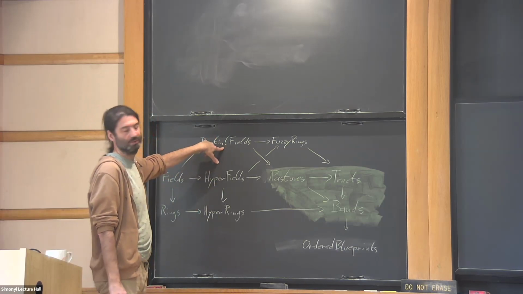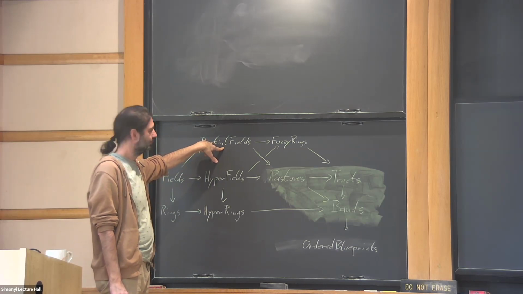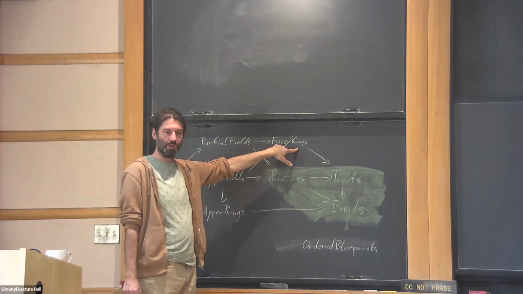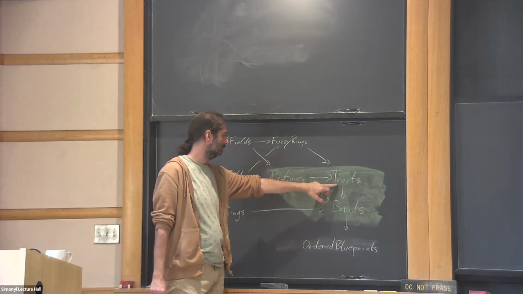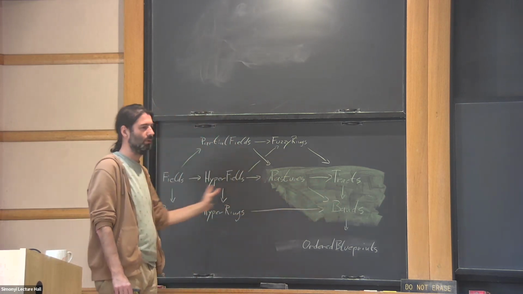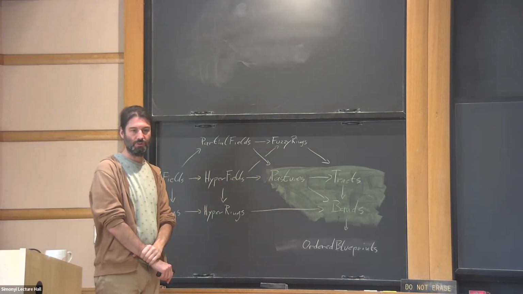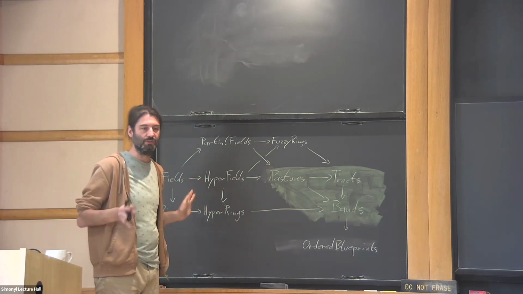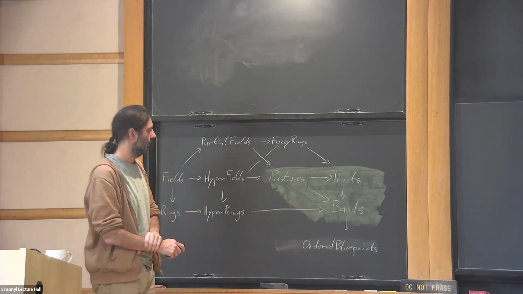Don't want to say too much. There are partial fields, which appear in matroid theory, also fuzzy rings, which appear in matroid theory, and all of these structures are examples of tracts or bands. So these arrows mean we have fully faithful embeddings of categories, in a natural sense, so very natural functors. You have to work a little bit.